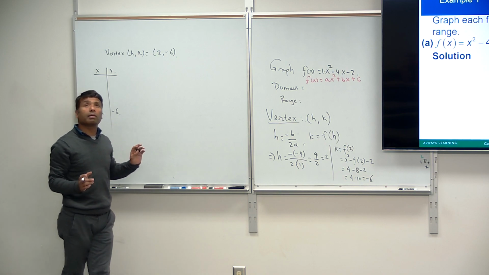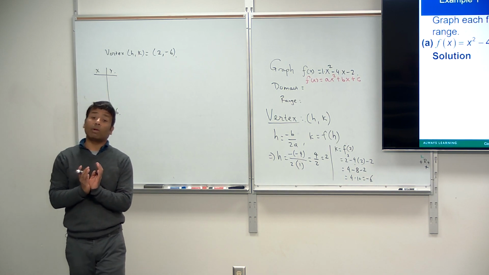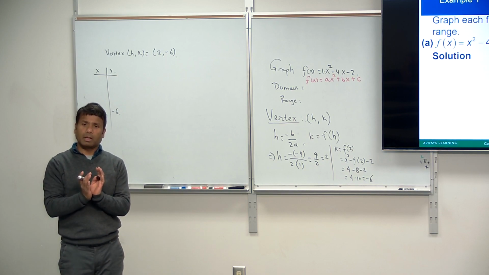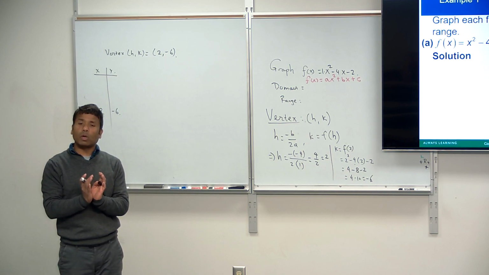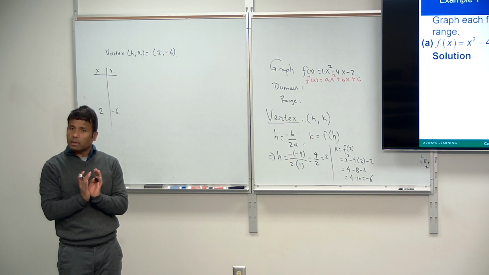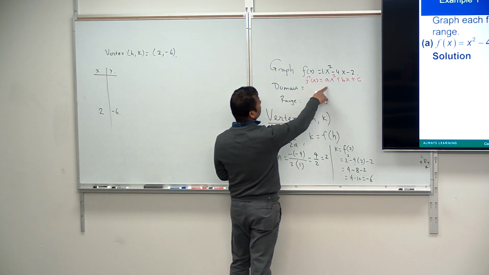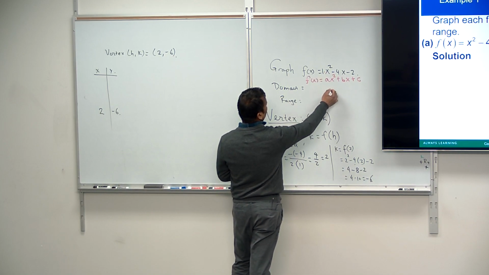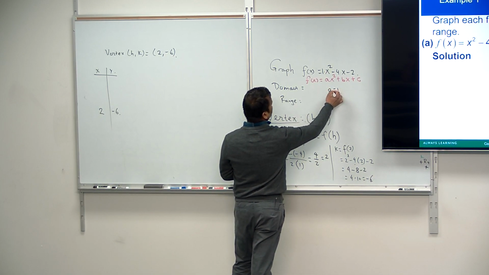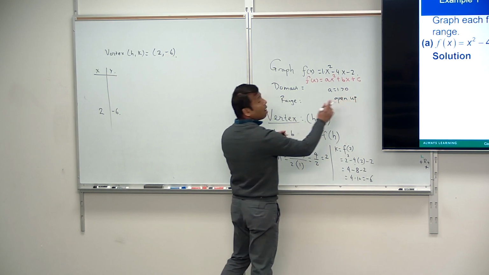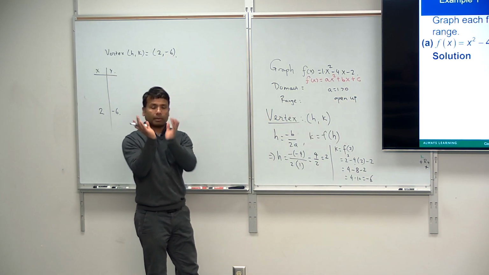And you know the graph of the quadratic function will be a parabola. You know that. And in this case, the parabola will open up because the value of a is positive. Value of a equal to 1. So a equal to 1, which is positive. So that means the parabola opens up like this.